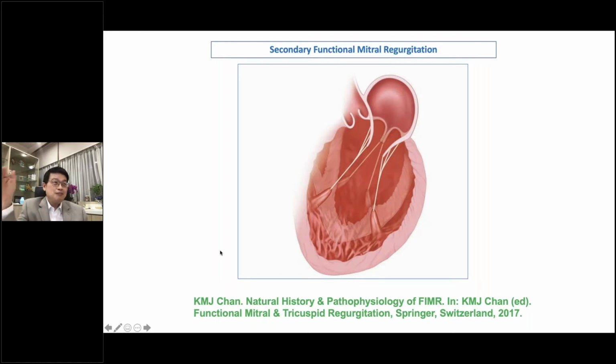So the management of these patients is very different from the management of patients with degenerative mitral regurgitation, because here the primary pathology is that of the left ventricle and heart failure. So the treatment of this has to then focus on the treatment of the heart failure.